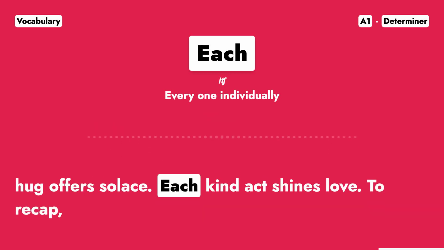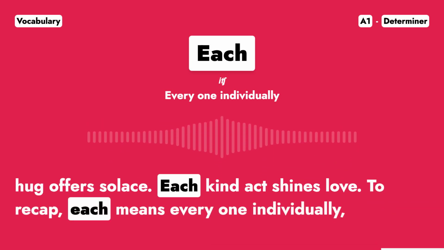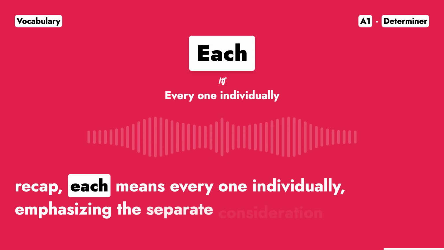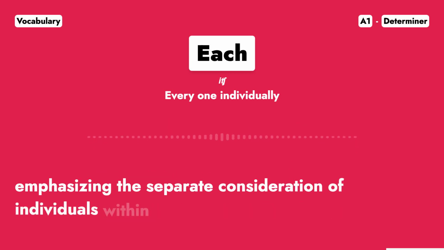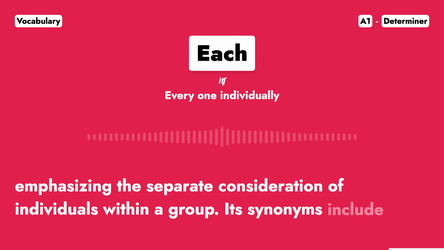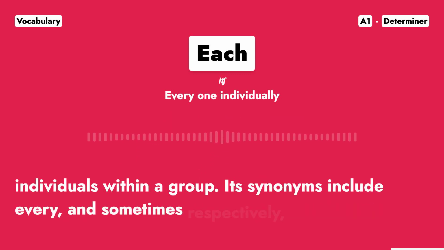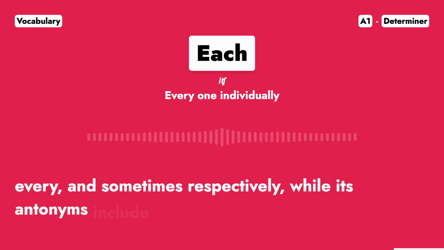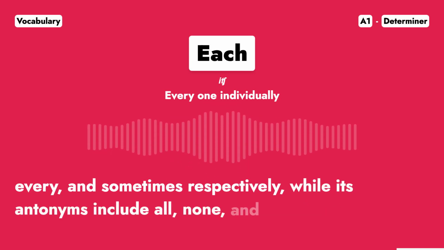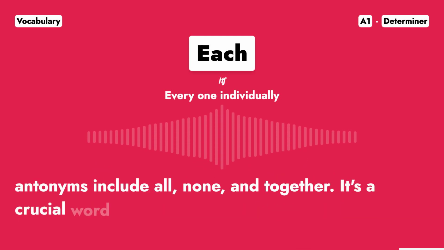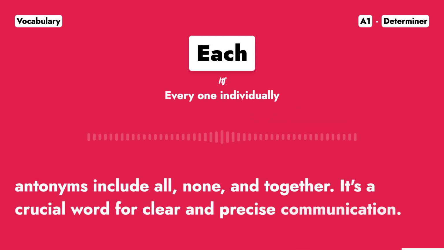To recap, each means every one individually, emphasizing the separate consideration of individuals within a group. Its synonyms include every and sometimes respectively, while its antonyms include all, none, and together. It's a crucial word for clear and precise communication.